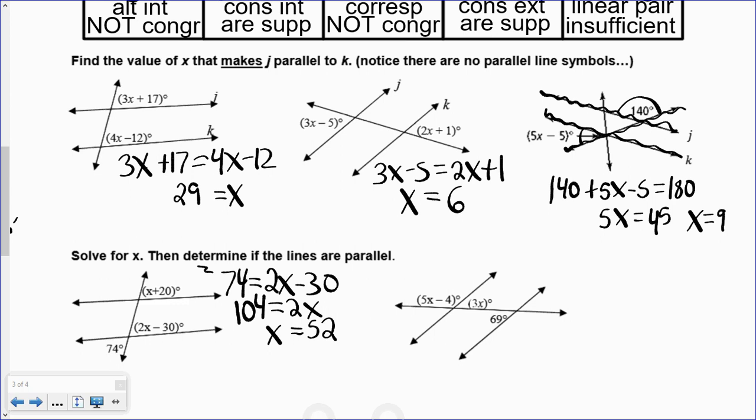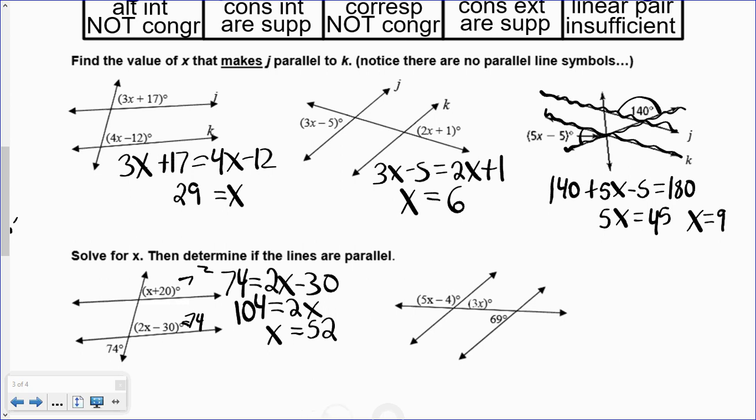Now, I solved for x. Cool, that was half the question. The rest of it wants to know if the lines are actually parallel. How can I use x to know if the lines are parallel? You can plug it in. So if I plug it in here, what do I get? 2 times 52 is 104 minus 30, 74. Well, we knew that because it was vertical, right? So know that this is 74. If I plug it up here into the x plus 20, what do I get?